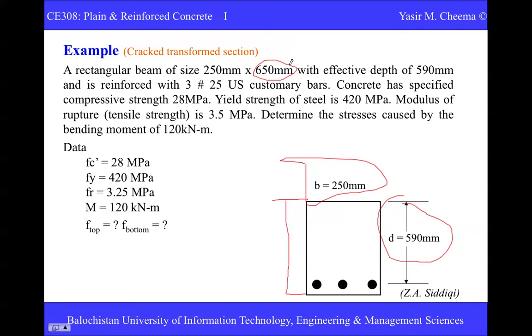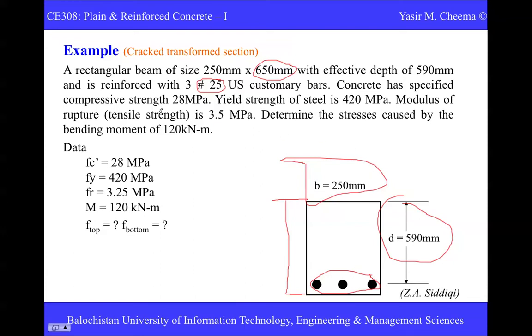Further, it is known that there are three steel bars and each is number 25. So you have to find out the area using this description. I have also provided you some tables to find out the values of the area. You will use that table to find the area of one bar of this size. Then you multiply it by 3 to get the total reinforcement area.